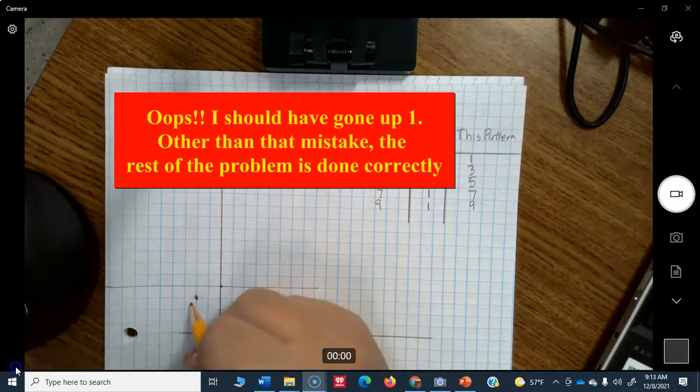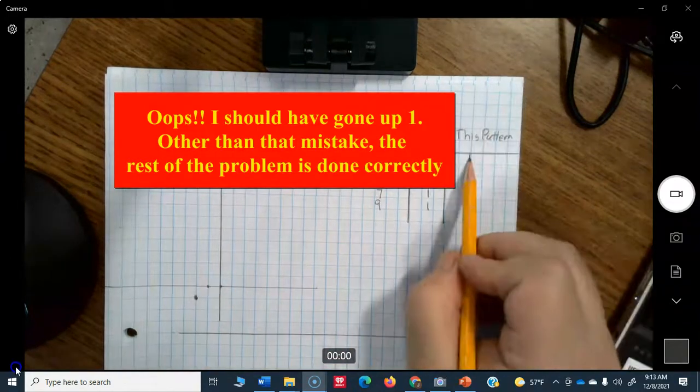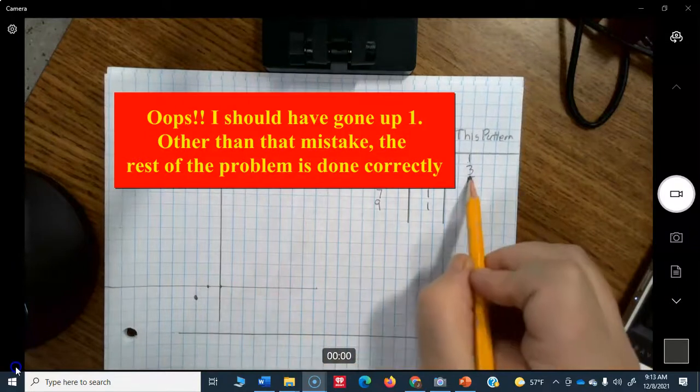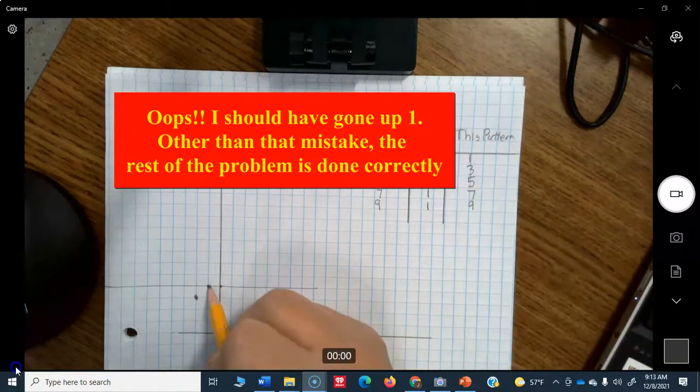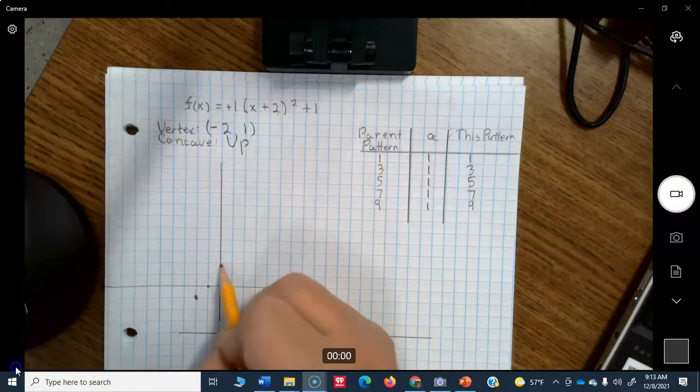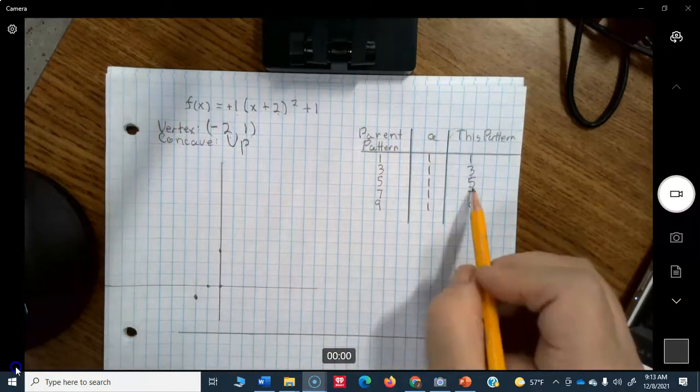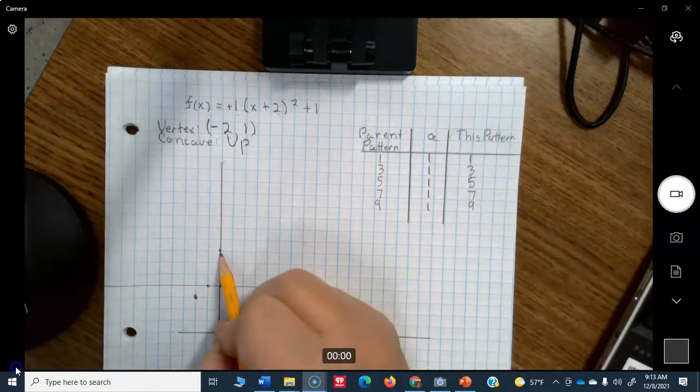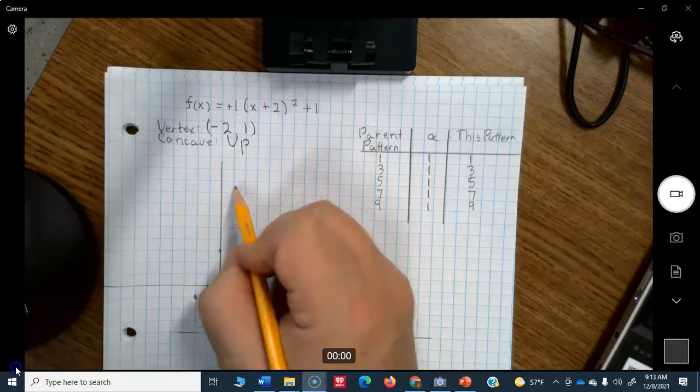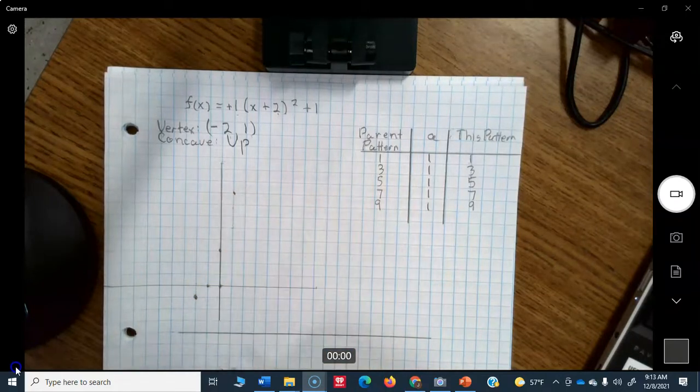So it's very simple. We go over 1, up 1. That's what this says. We go over 1 more, and we go up 3 more. So from here, it's over and 1, 2, 3. We go over 1 more and up 5 more. So 1, 1, 2, 3, 4, 5. And I really think that's enough.